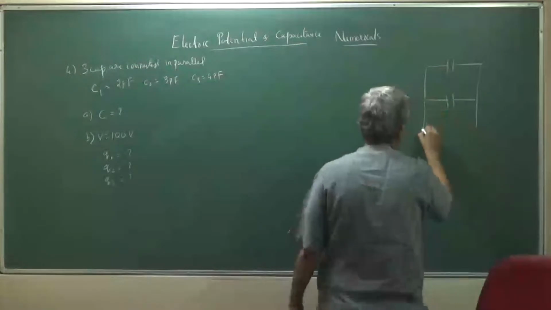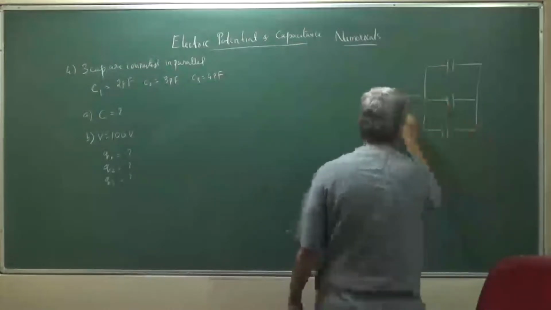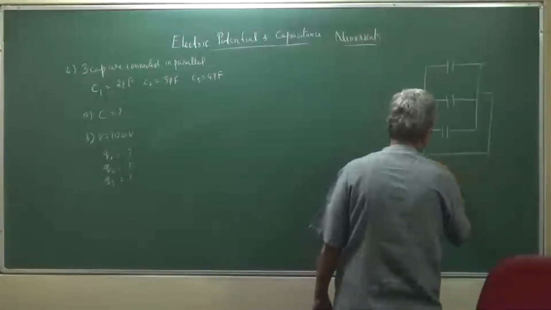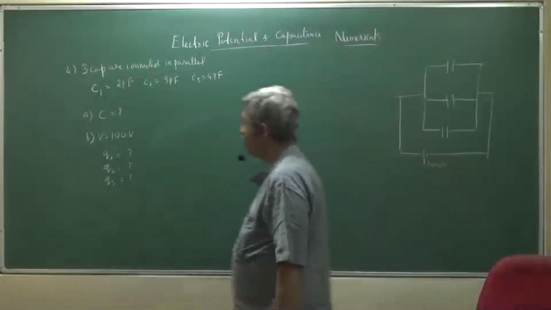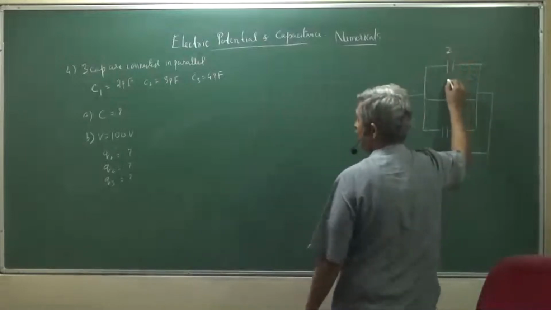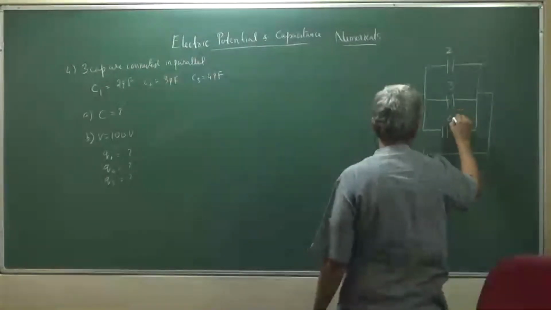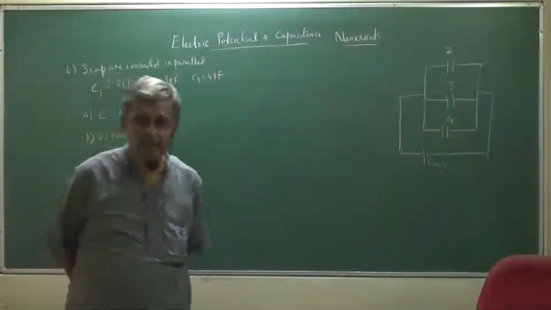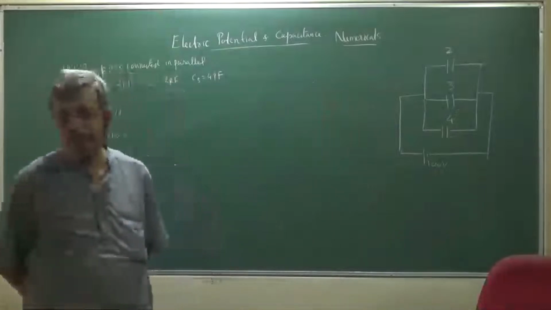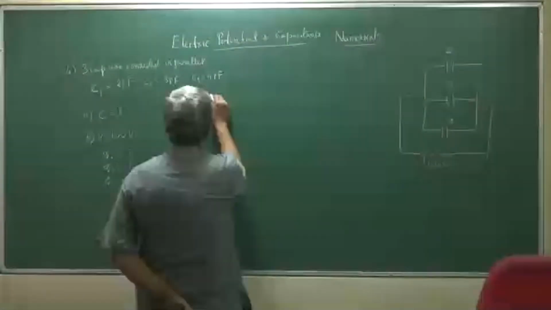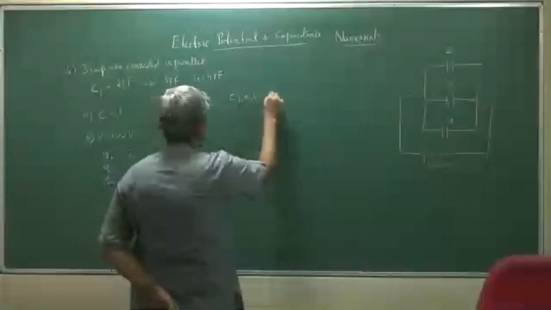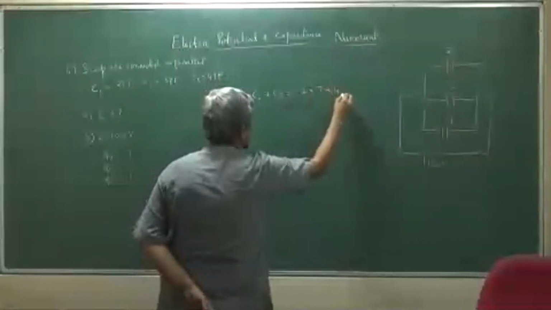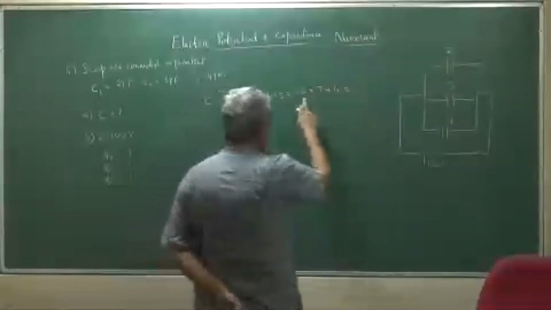So there are three capacitors connected in parallel, and they are all connected together to a 100 volt supply. One of them is 2 picofarad, the other is 3, and the other is 4. In parallel, the total capacitance is equal to C1 plus C2 plus C3. Very straightforward: 2 plus 3 plus 4, which is 5 plus 4, which is 9.